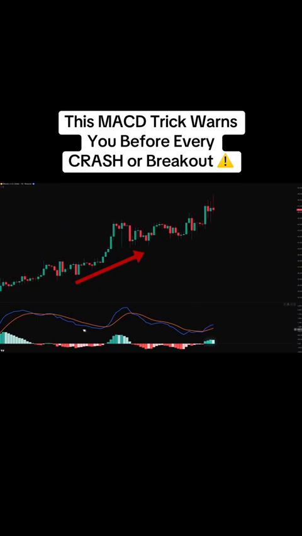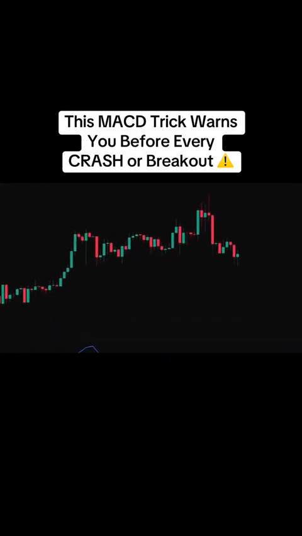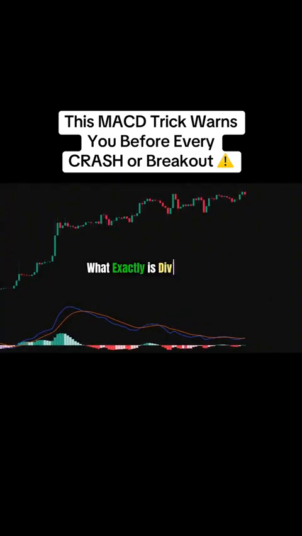the silent killer hiding beneath the chart. The MACD line is forming lower highs while price keeps climbing. That's the divergence. The snake waiting to strike your stop loss. If you master this one concept, you'll stop being trapped by fake breakouts and start catching the real reversals before everyone else. Now, what exactly is divergence?